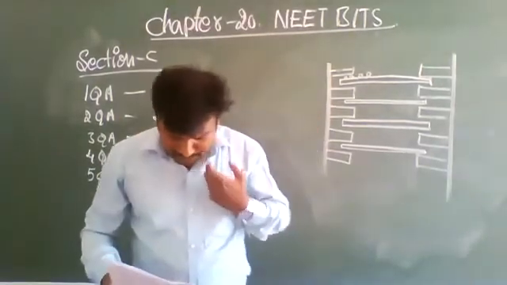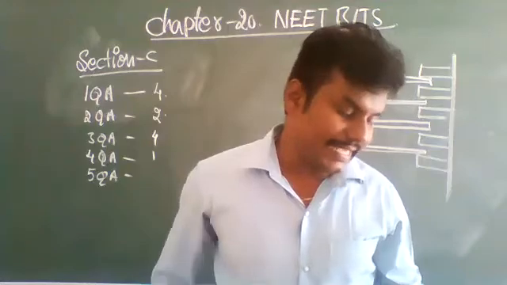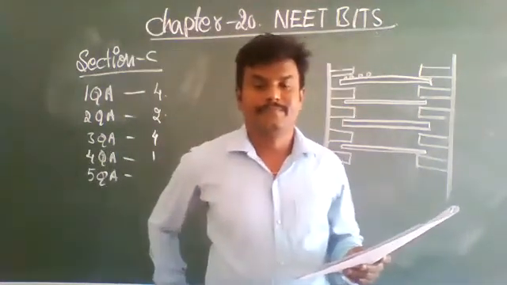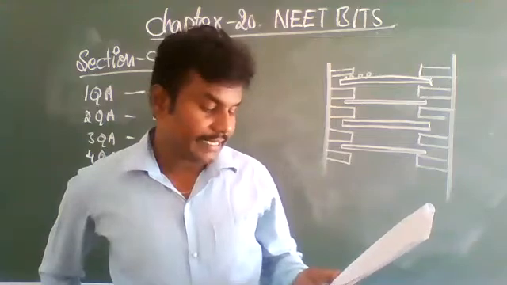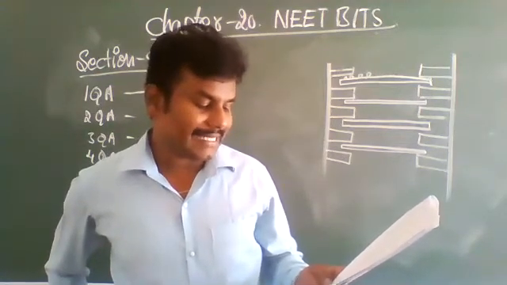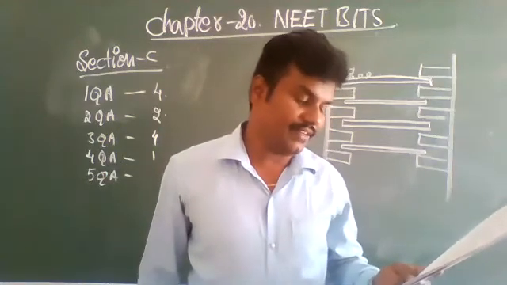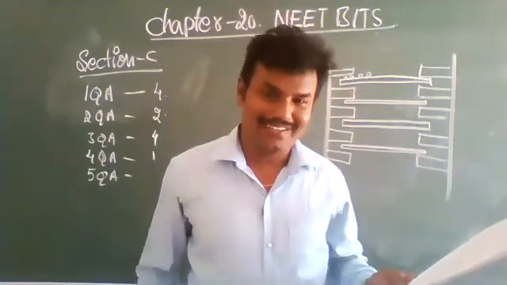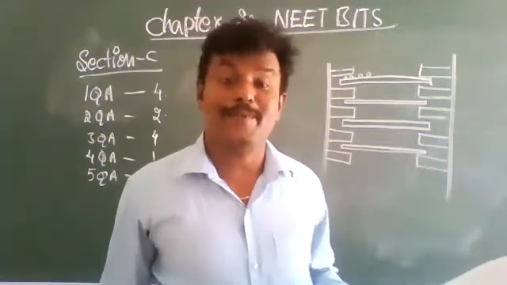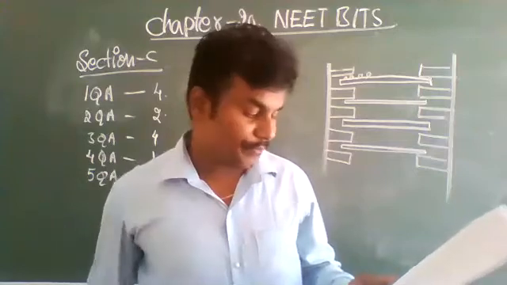Yes, ma'am. Select the correct matching of the type of the joint with its example in the human skeletal system. Option 1: cartilaginous joint between frontal and parietal. It's wrong. Between frontal and parietal, it's not a cartilaginous joint, it's a fibrous joint. So option 1 is wrong.